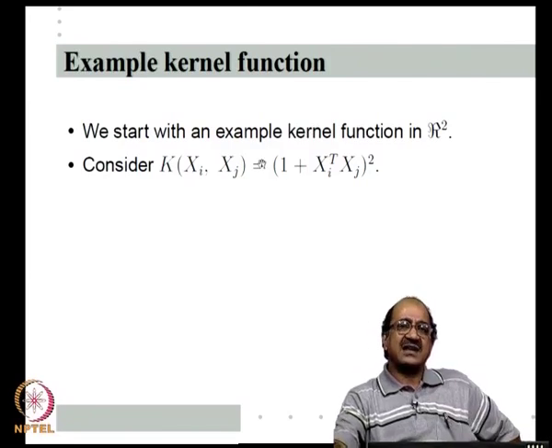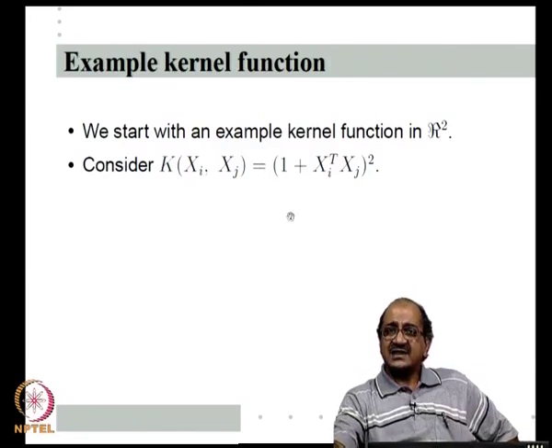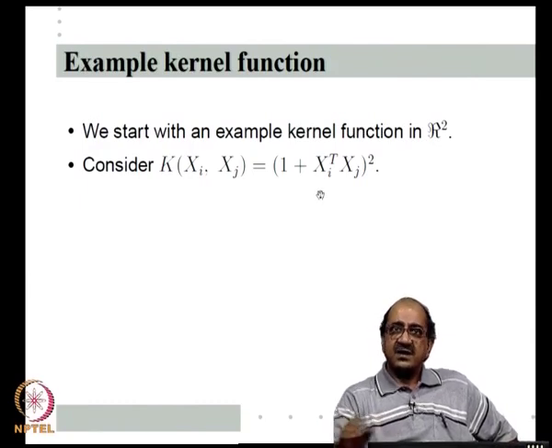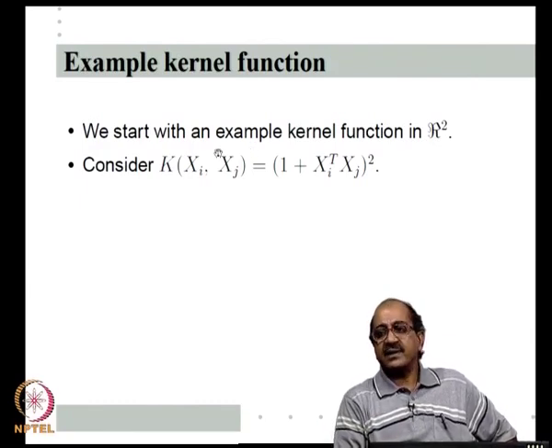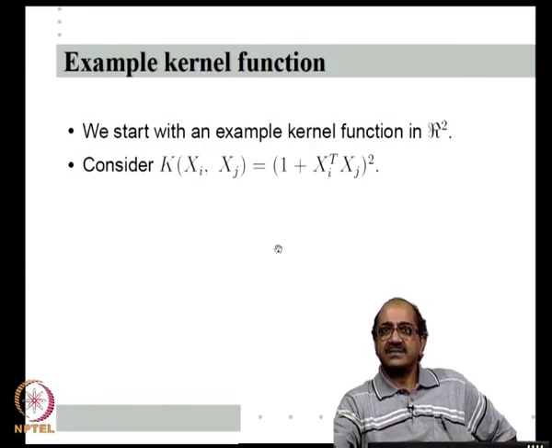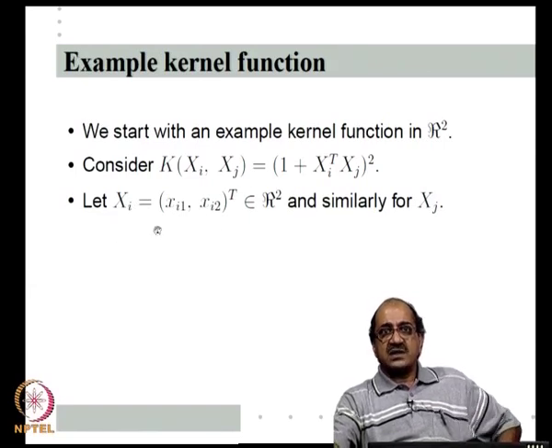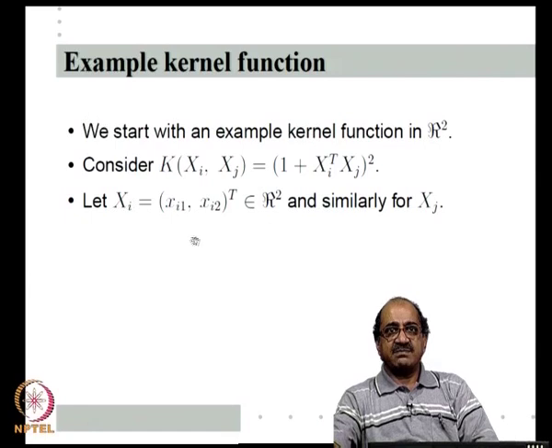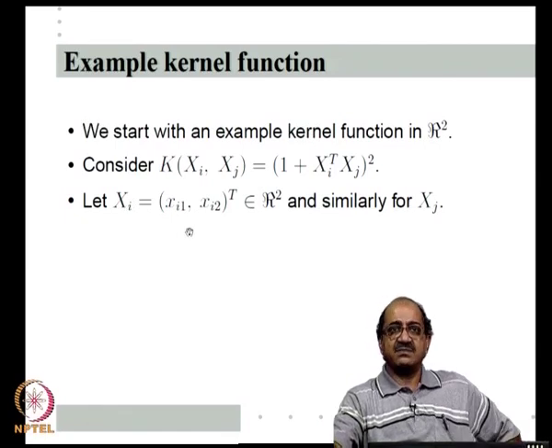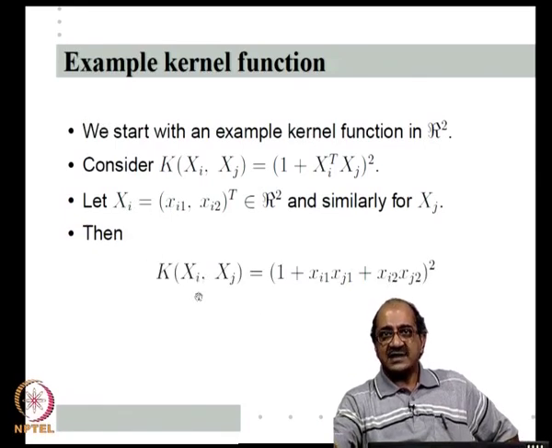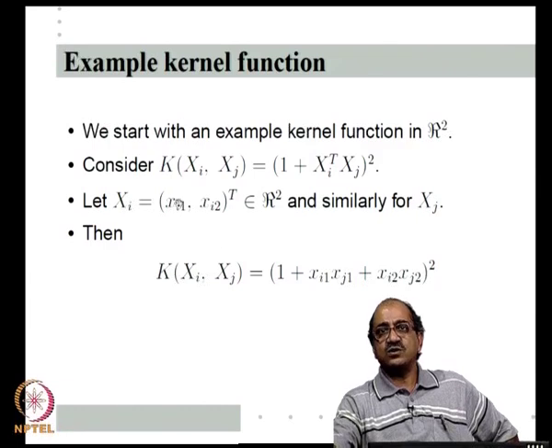So, if xi is in a 100 dimensional space, xi transpose xj involves 100 multiplications, whereas k(xi, xj) involves 101 multiplications. So, k(xi, xj) is about as expensive as xi transpose xj. If I represent the two components of xi, I am looking at 2-dimensional vectors here, by xi1 and xi2, and similarly xj as xj1 and xj2, then k(xi, xj) is (1 + xi1 xj1 + xi2 xj2) whole square. This is nothing but (1 + xi transpose xj) squared, because it is 2-dimensional. This is what my kernel function is.